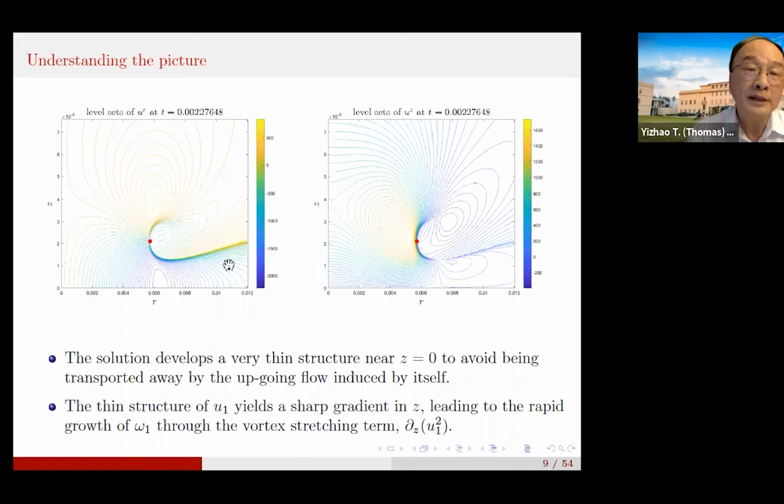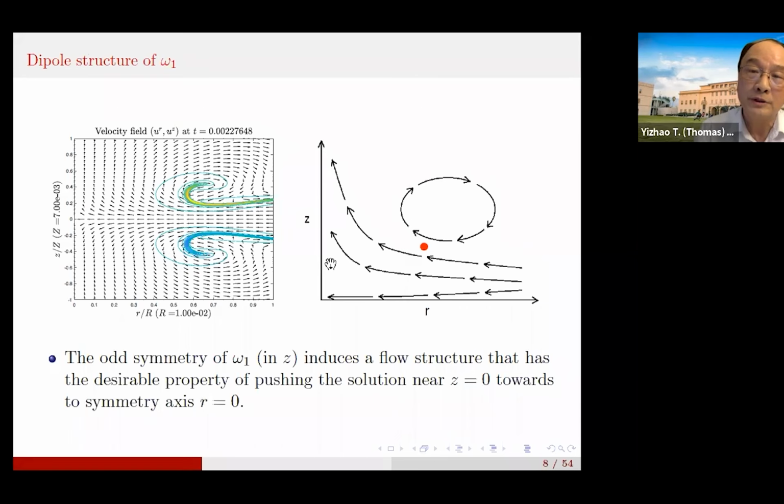The blue means a negative velocity field. The radial velocity pushes this way. And then this is the axial velocity field. This region has a very large positive value, so you push up. But there's a negative velocity field here, pushing towards the symmetry axis, and then pushing away. So this is referring to this picture.